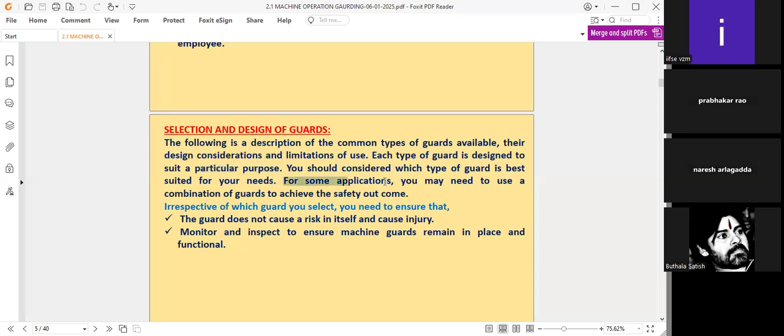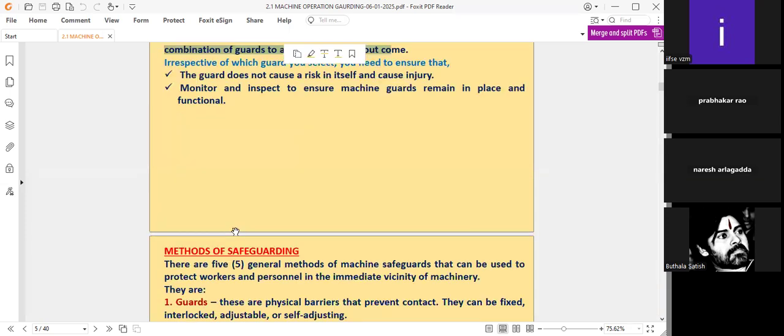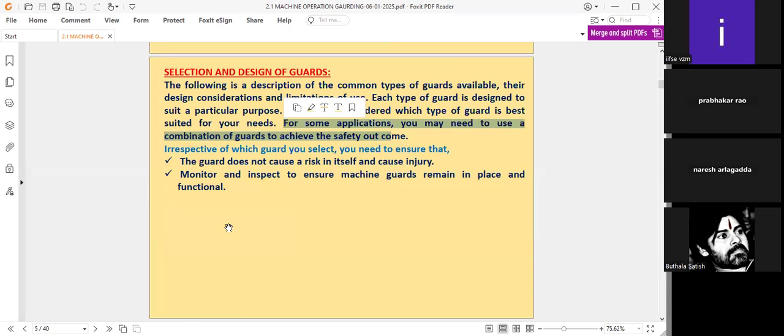For some applications, you may need to use a combination of guards to achieve a safe outcome. Combination of guards means where we have to use removable or non-removable, fixed or non-fixed, and where the material of construction also has to be taken care of. So that is why selection and design is important. During the course, many types of safeguards will be decided, we will see them, and that will also be learned in the next slides.